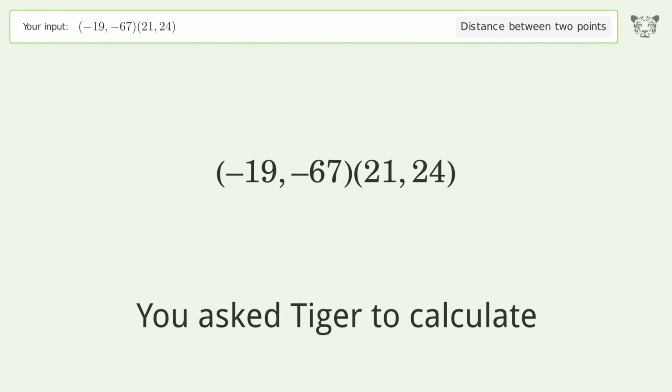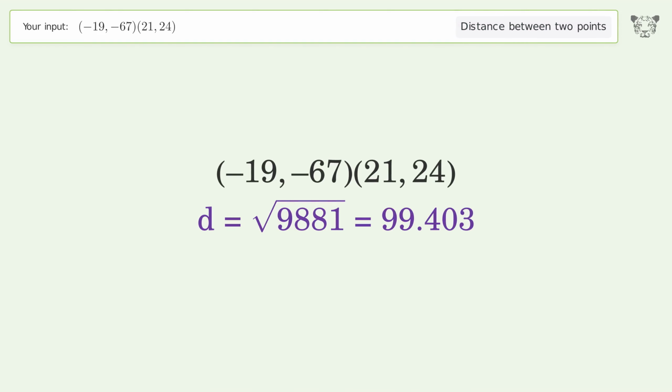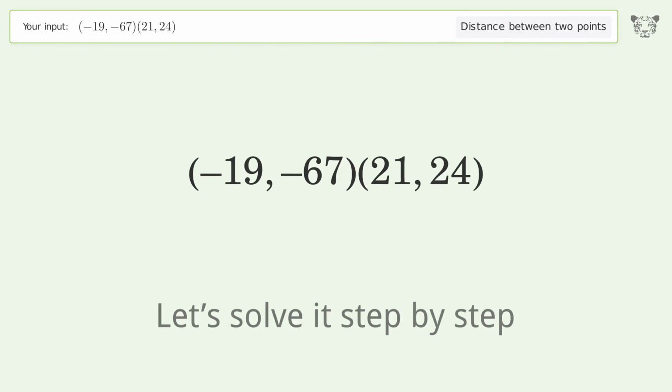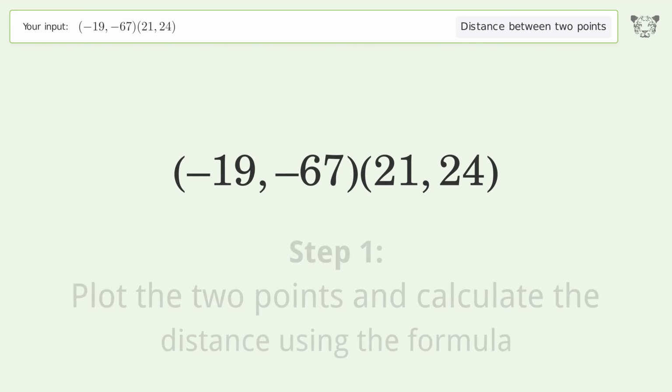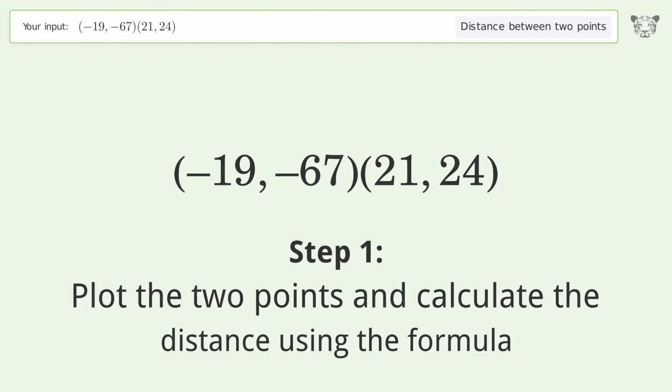You ask Tiger to calculate. This deals with the distance between 2 points. The distance between the 2 points is the square root of 9,881, or 99.403. Let's solve it step by step. Plot the 2 points and calculate the distance using the formula.